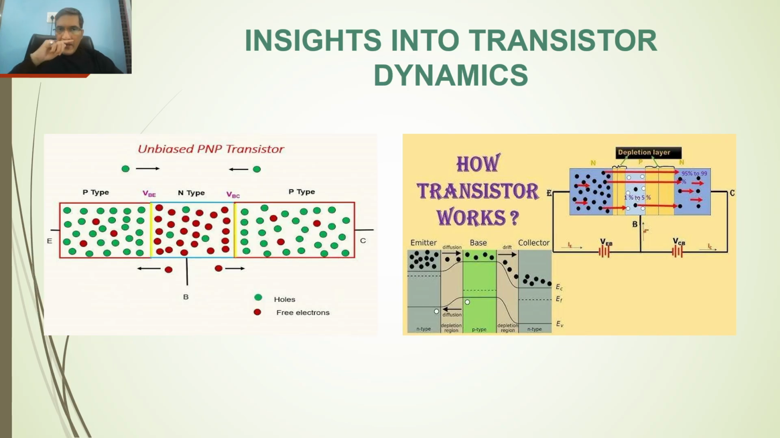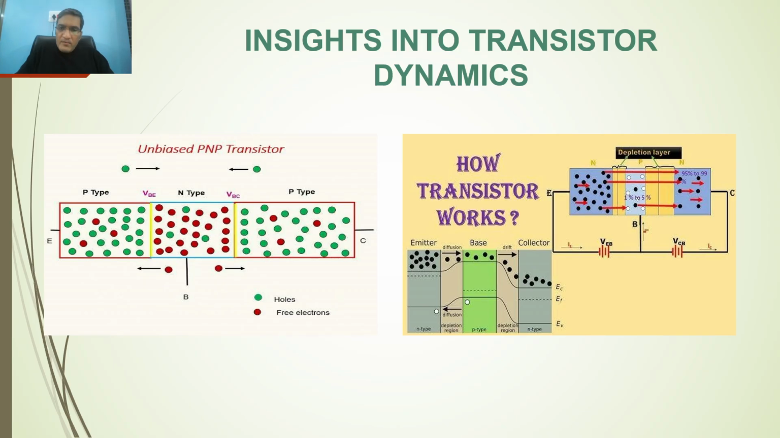Now this is again a picture inside transistor dynamics. As the name indicates, the slide has a figure on the right-hand side. This figure contains two batteries. The nomenclature is VBE and VCB. VBE means base-emitter voltage and VCB means collector-to-base voltage.